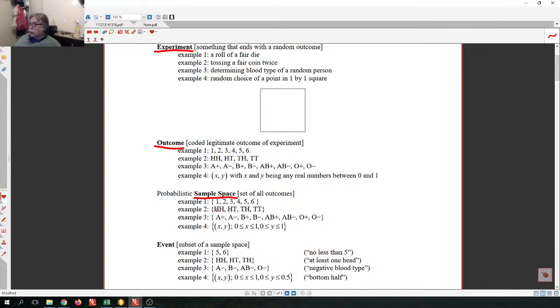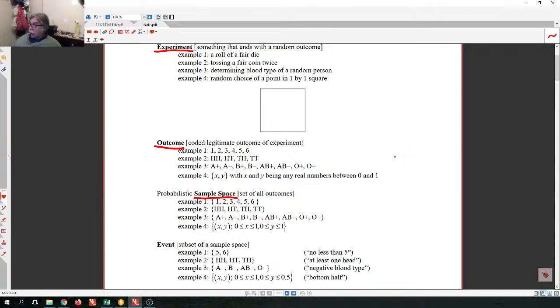In the second example, HH, HT, TH, TT, with the explanation I gave you before. And in the third example, that's the set of 8 different blood types. And in the fourth example, there will be a set of all of the points. This is how we write that: all of the points x, y, when x is anything between 0 and 1, and y is anything between 0 and 1. Any point here, right?